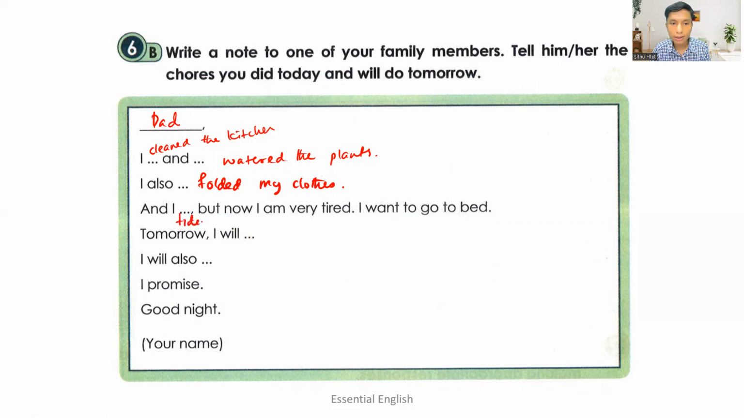And for example, I tidied up the bedroom. But now I'm very tired. I want to go to bed. Tomorrow I will, for example, clean the bathroom. Okay. Please also think about another chore you will do tomorrow. I will also take out the rubbish. We promise. Good night. So please write your name.